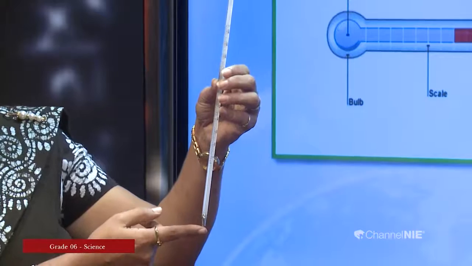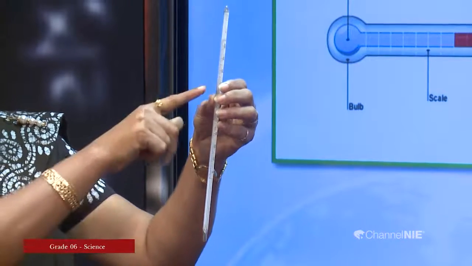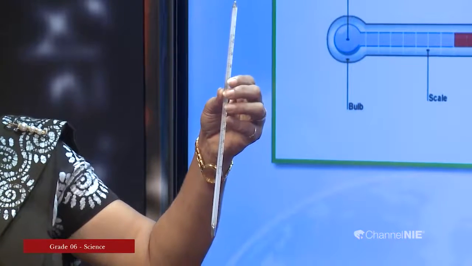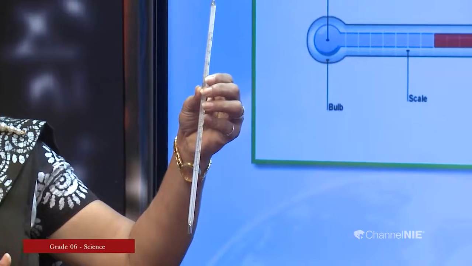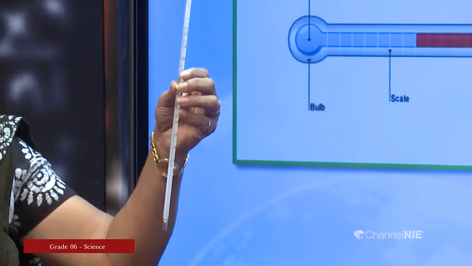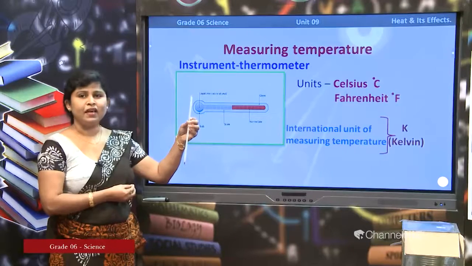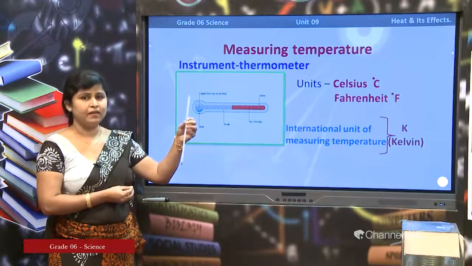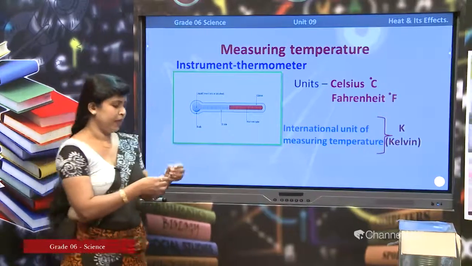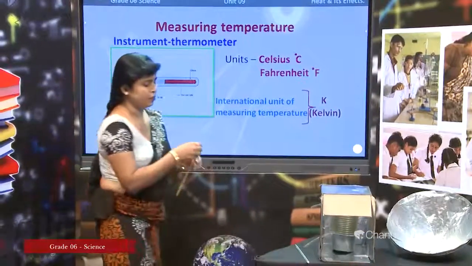This mercury liquid is expanding and starts to rise up. According to that level, we can find out the temperature, right? So, that is the way of taking measurements using the mercury thermometer. The liquid contained in the thermometer is mercury, and you know that mercury is the only liquid metal. Mercury is the only liquid metal. You got that? Good.